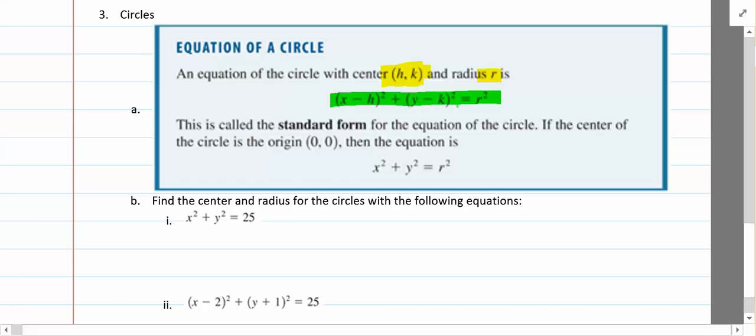Now, we would say that a circle is written in standard form as long as it's centered at the origin (0, 0). The equation is going to look a little bit more simple: x squared plus y squared equals r squared. And of course the reason for that is because if we wrote that as our equation, we would have x minus 0 squared and y minus 0 squared. So x minus 0 is still just x. We simplify it as just x squared plus y squared equals r squared.